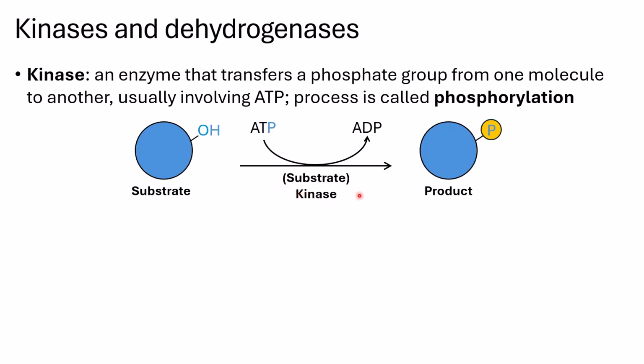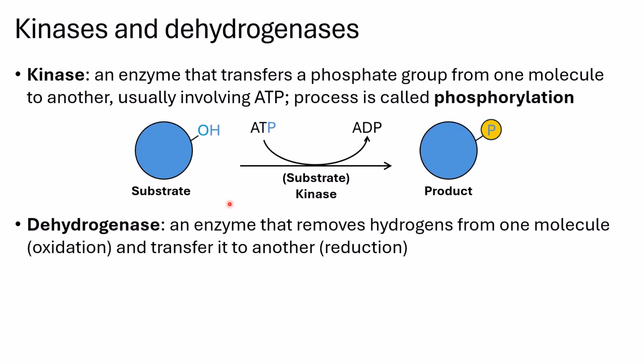However, kinases can also work in reverse. The same kinase that uses ATP to add a phosphate group onto the substrate can also take the phosphate group from this molecule and transfer it back to ATP. We will see one example of this when we go into glycolysis.